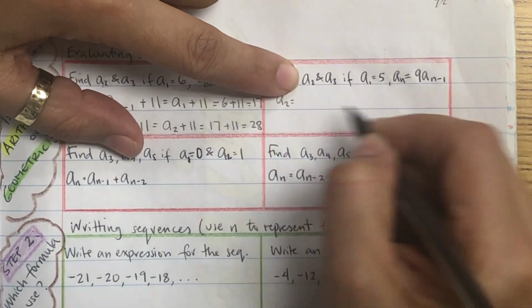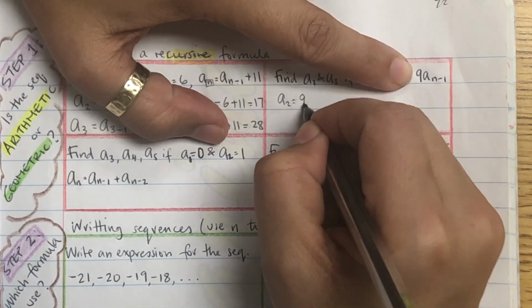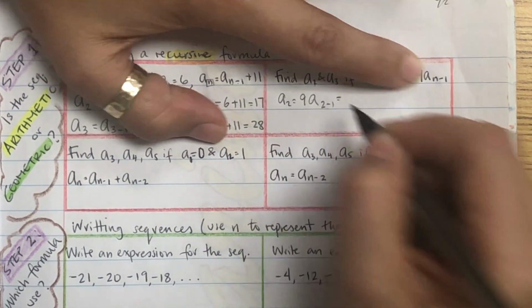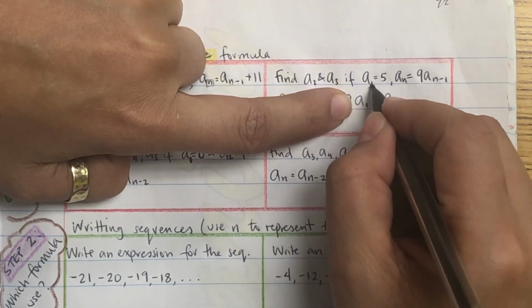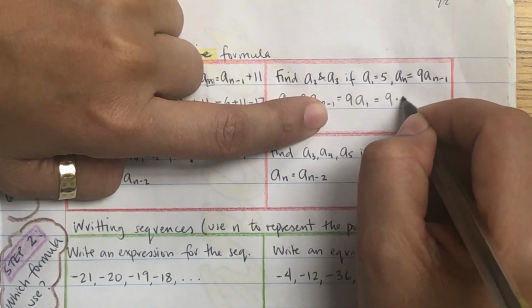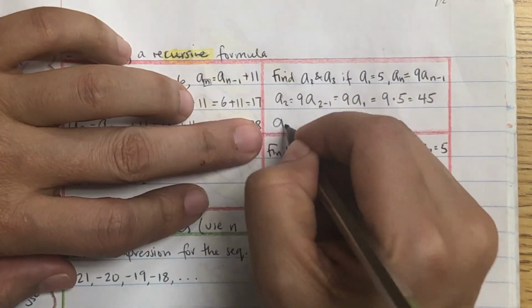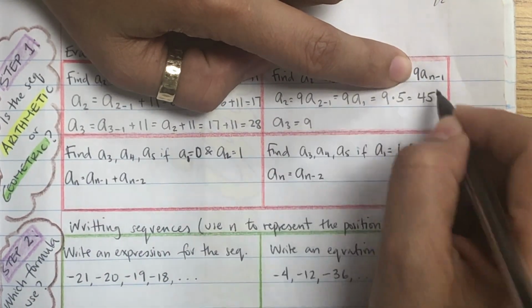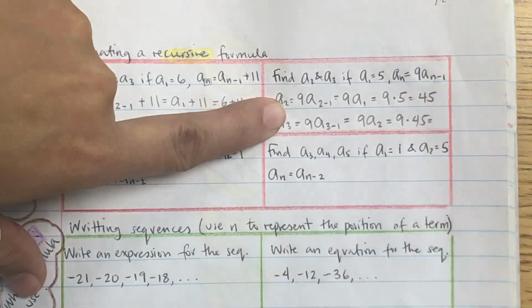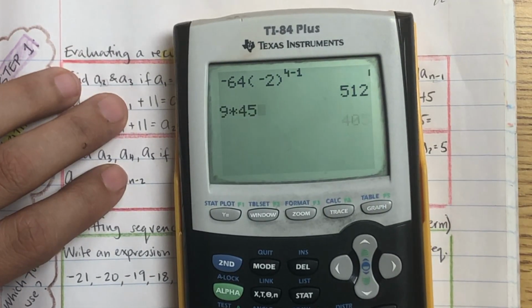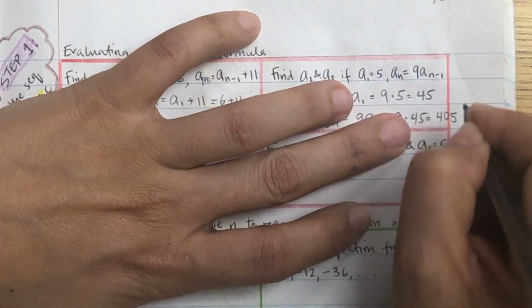Here's my equation. A sub 2 equals 9 times a sub 2 minus 1. What is 2 minus 1? A sub 1. We already know what A1 is. A1 is 5, so 9 times 5 is 45. Okay? Need to find my third term. So 3 minus 1 is going to give me 2, which is my second term, which is 45. And 9 times 45 gives me my third term to be 405.